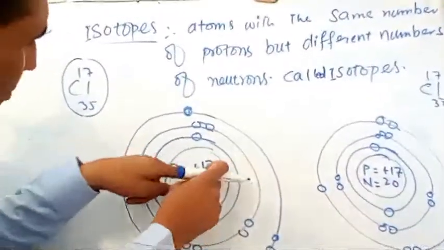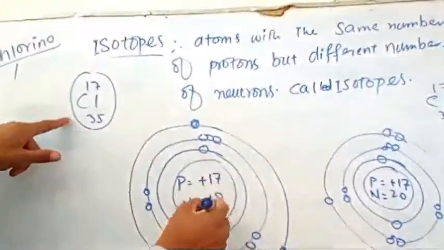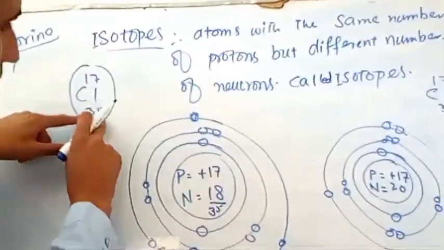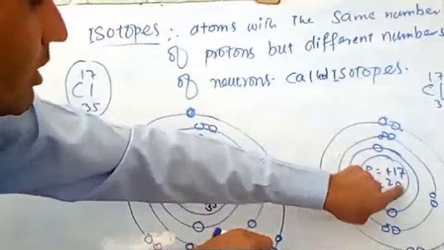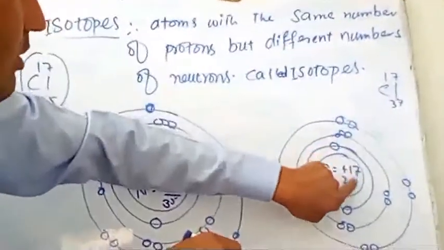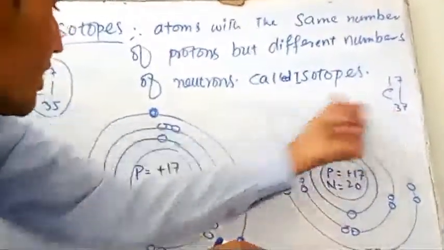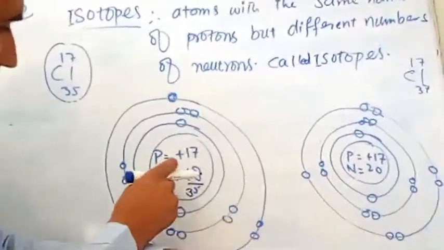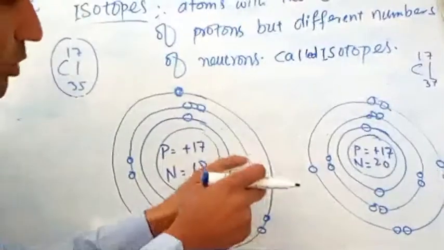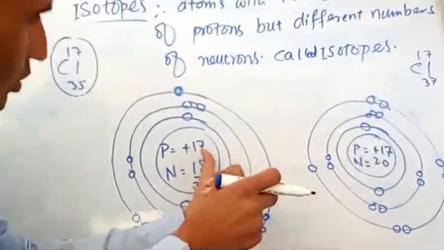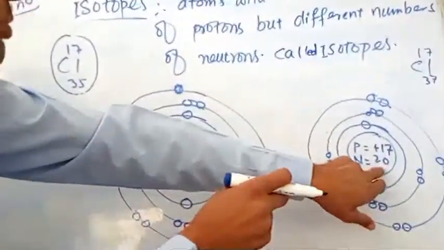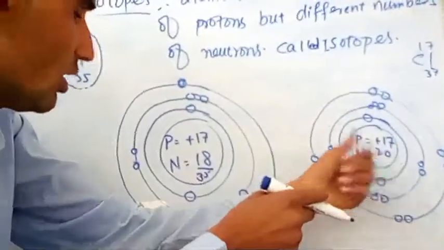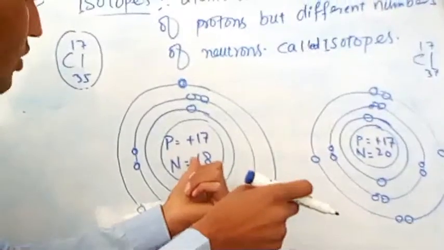Therefore the mass of this atom will be 35. If you add 17 to 18, the mass will be 35, and the mass of this atom will be 37 if you add 17 to 20. It means that the mass difference is also due to the difference in the number of neutrons. It means that the number of neutrons of this isotope is totally different from the number of neutrons of this atom. This atom has 20 neutrons and this atom has 18 neutrons.